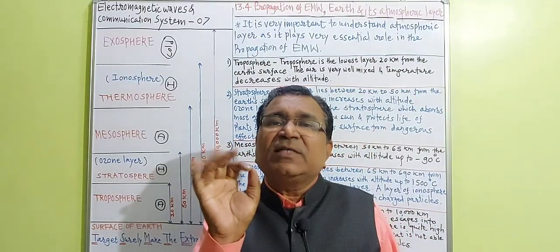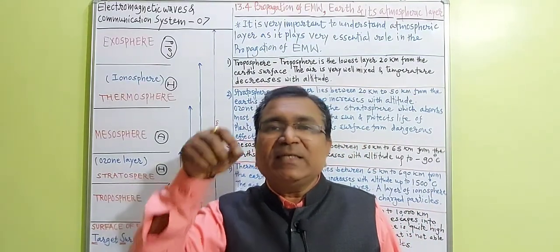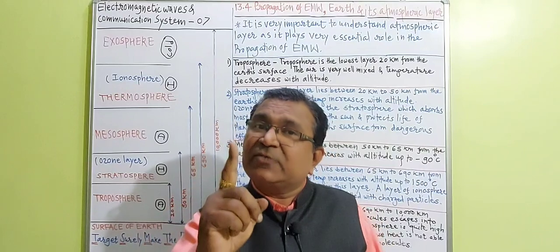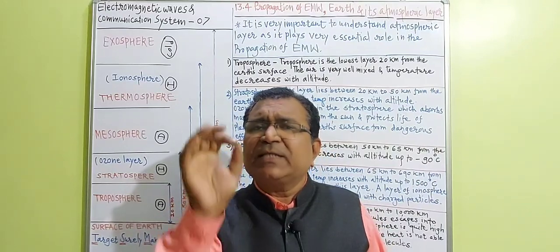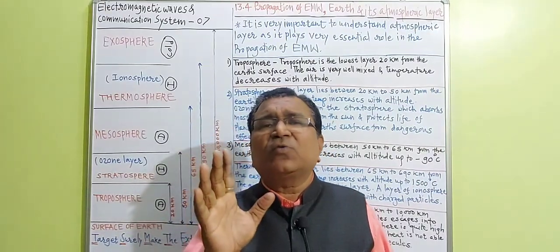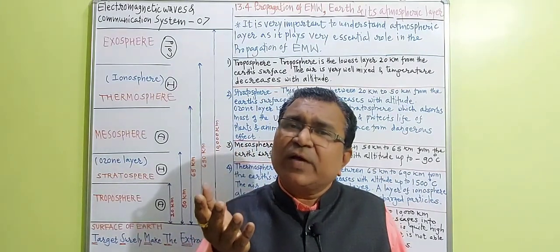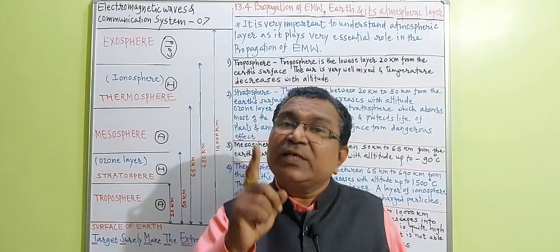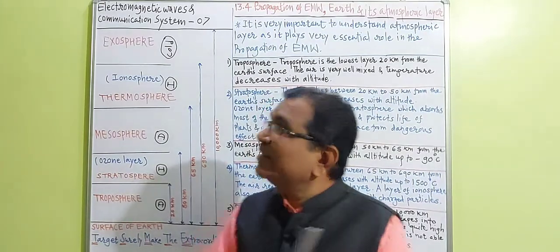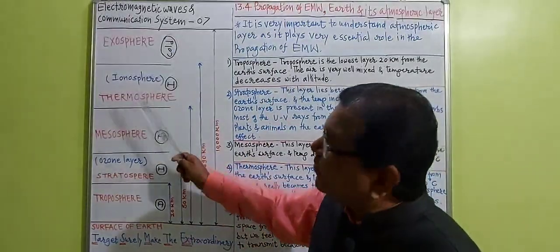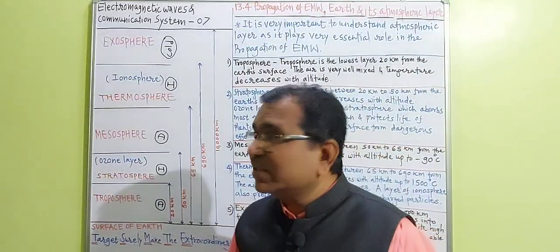Ionosphere is a layer present in the thermosphere, dear student, which plays a very important role in the propagation of electromagnetic waves in the communication system. And another thing is remaining to explain, dear student.